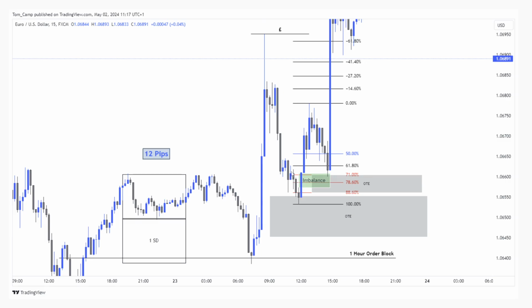This is a high probability breaker block as well. If you need help on breaker blocks, go back to the lessons. Price comes into this breaker block, into this area of imbalance, expands to the upside, creating another order block as well.